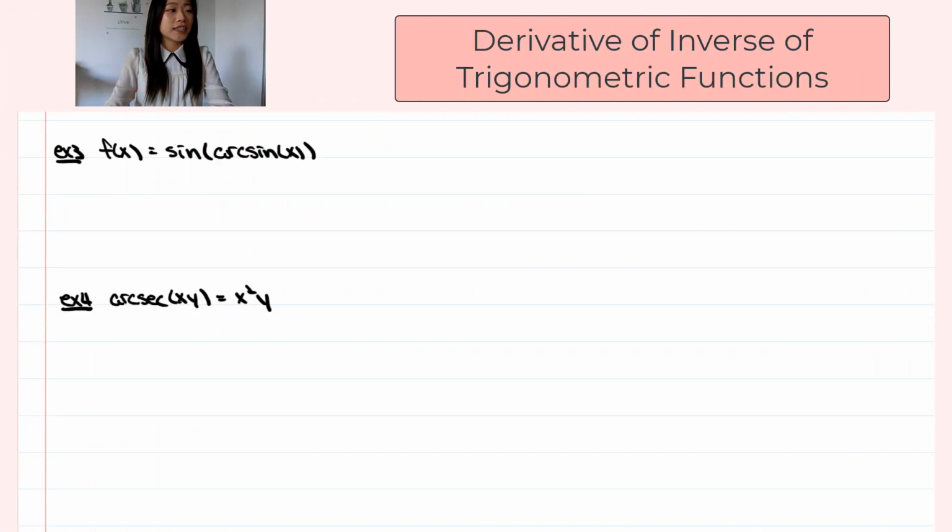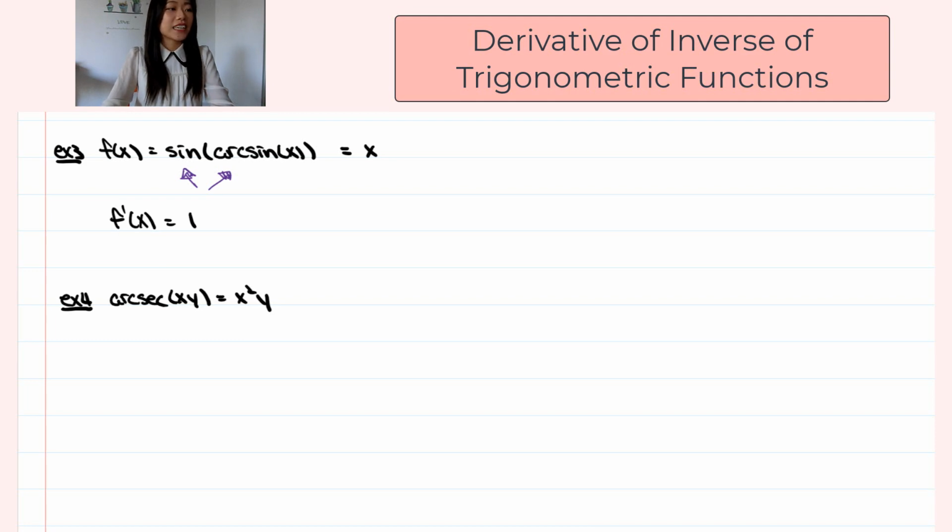Now let's look at the third example. We have f of x equals sine of arcsine of x, and we want to find the derivative of f of x. Here you can use the chain rule, find the derivative of sine, and multiply by the derivative of the inner function. Or you can realize that we have sine function of its inverse function. They can kind of cancel out when we have a function of its inverse function. So f of x also equals x. So f prime also equals 1.